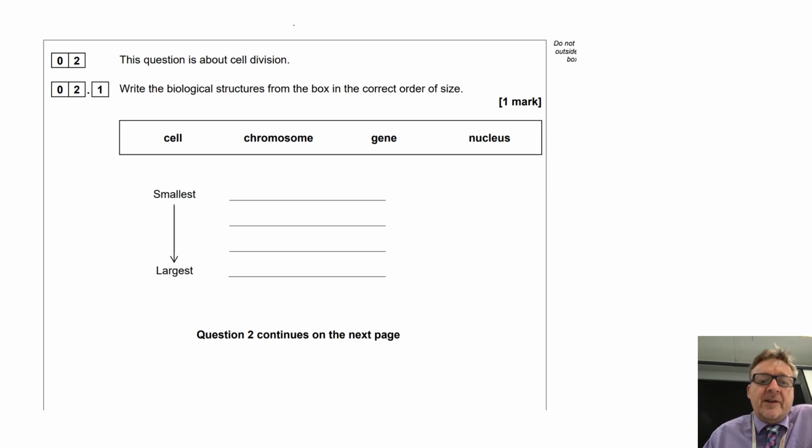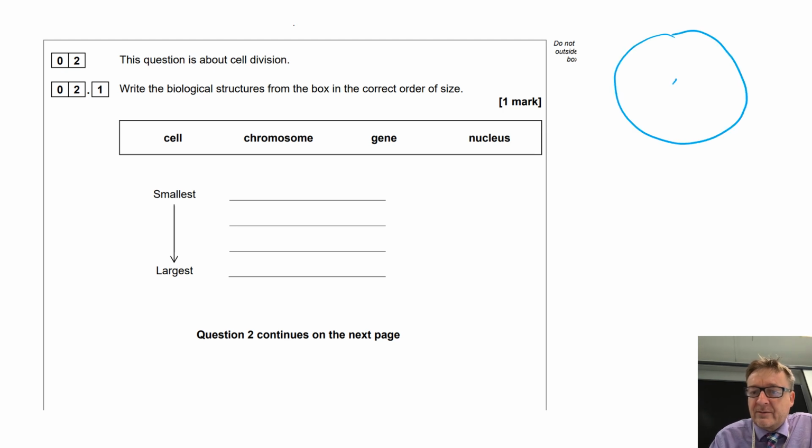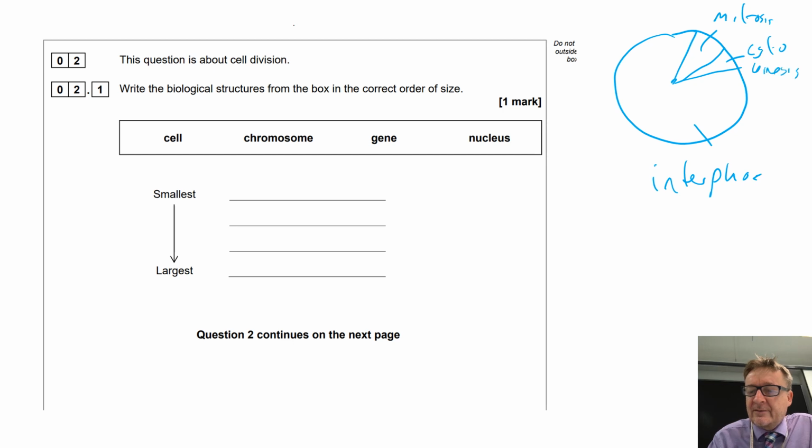Question number 2. This question is about cell division. Right, before I read anything else now, what I'm going to do is cell division. So cell division as a center, pie chart. That then there is interphase. That there is mitosis. That there is cytokinesis. Can't fit it in very well.